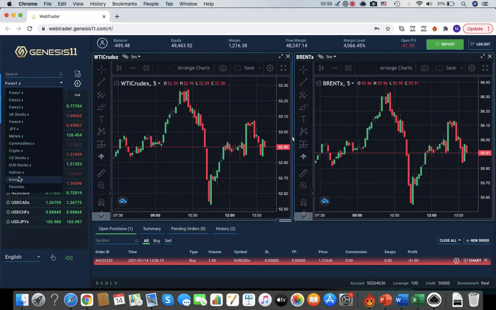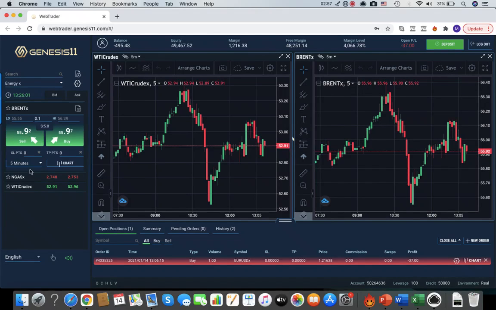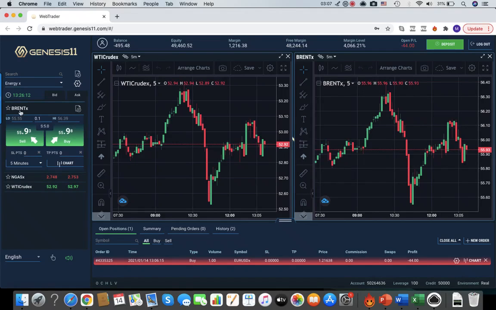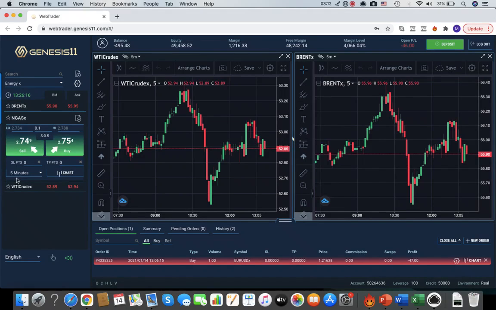So I'm going to go to energy, and on the energy drop down, you're going to find all the different energy assets that we have on the platform, and that is Brent, of course, and also natural gas. You can see here, this is the N gas, natural gas.